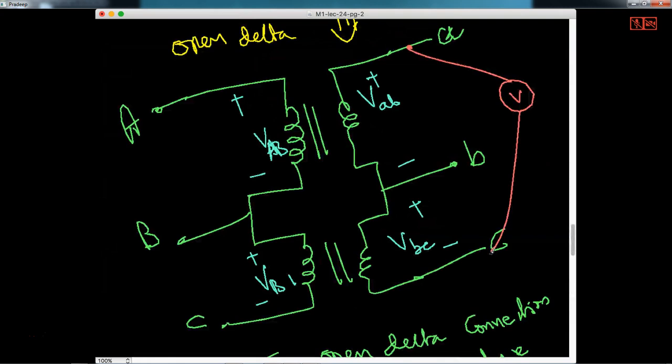So I'm interested in voltage of C with reference to A. So what is voltage of C with reference to A? If I want to know voltage of C with reference to A, I start at A. So this is minus VAB, because from plus to minus I'm falling. Then again minus VBC. So the addition of these two will give me what is VCA, which in turn comes out to be the third.